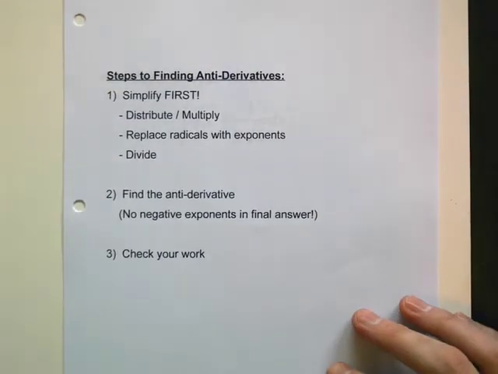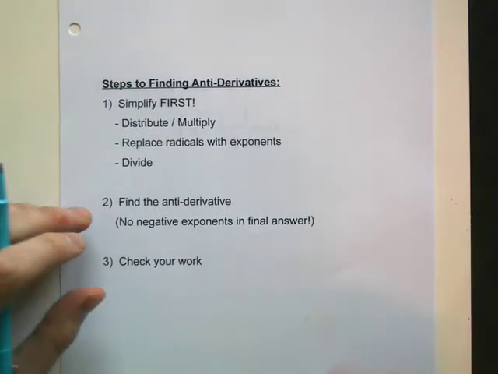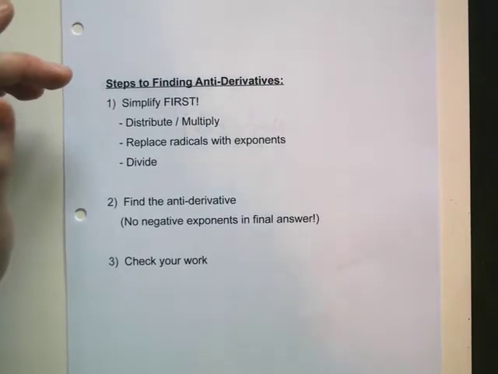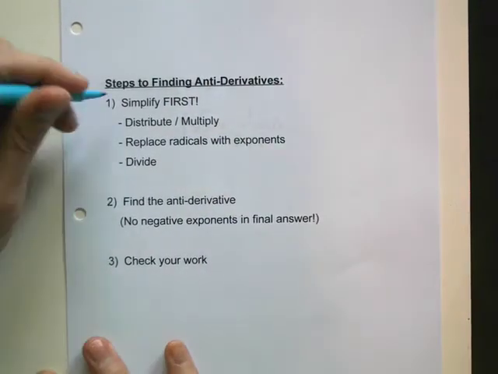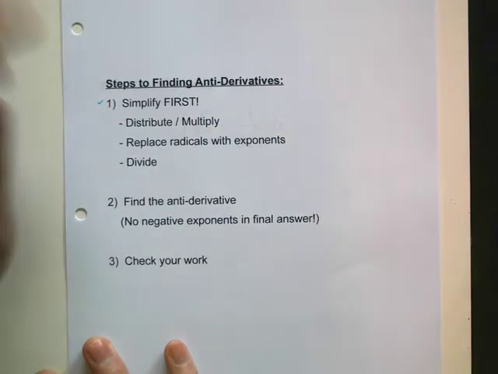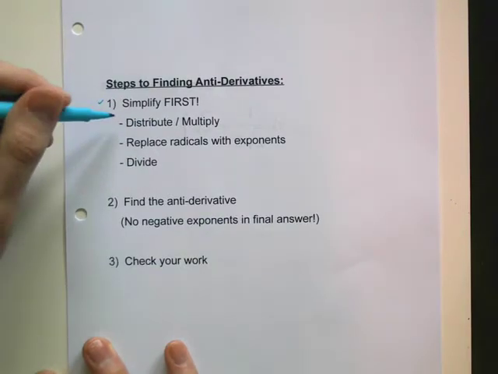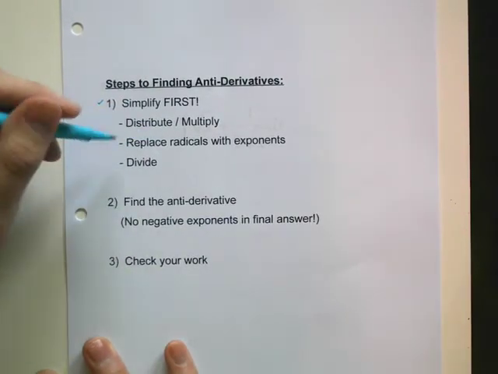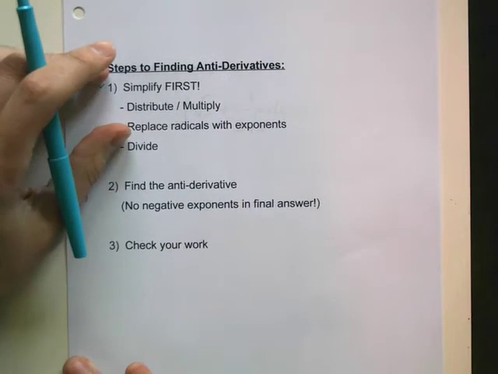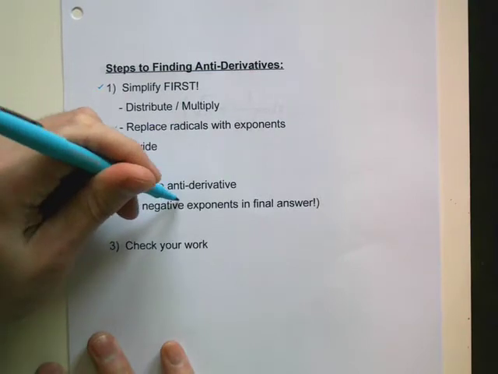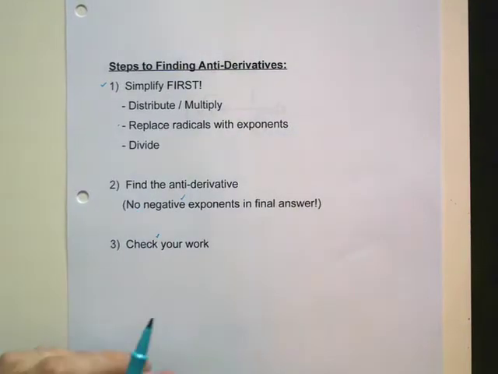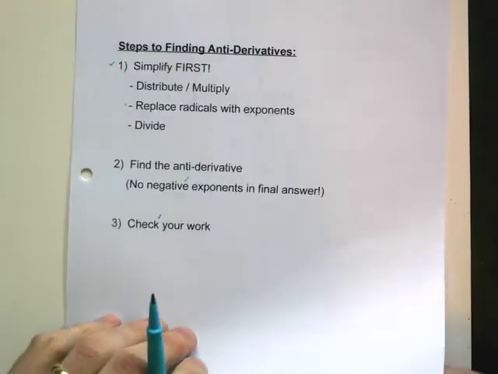As we get deeper into these integral or antiderivative problems, it's important to think about a few steps. One is, if you can simplify before you start taking the integral, make sure you simplify. That means distributing, multiplying, and replacing radicals with exponents. We did a little of that yesterday. Dividing is something we'll do today. Make sure no negative exponents are in your final answer, as we talked about yesterday, and also check your work by working backwards from your answer to get the derivative.